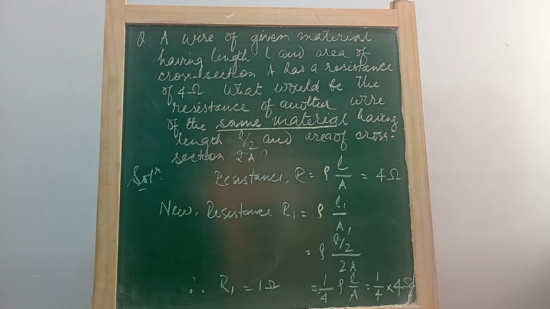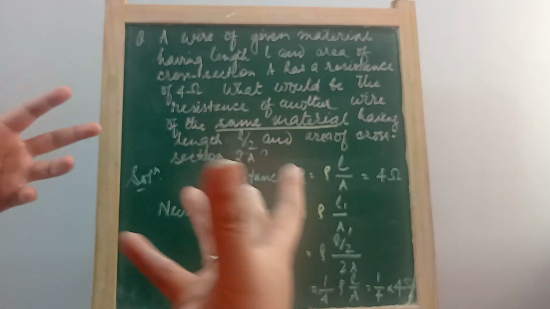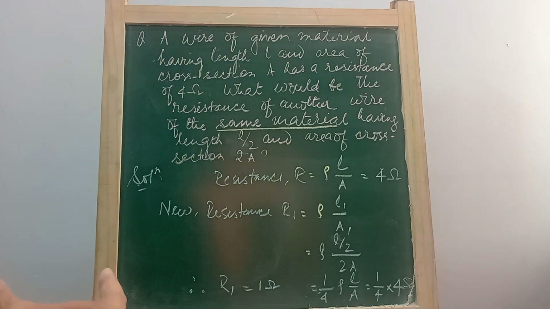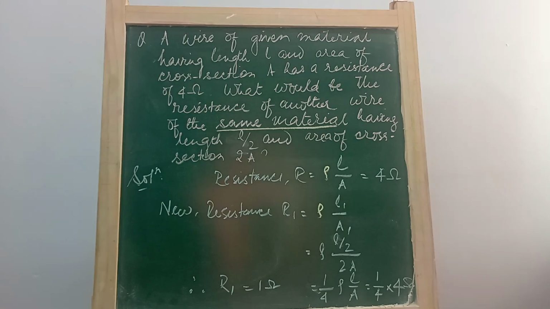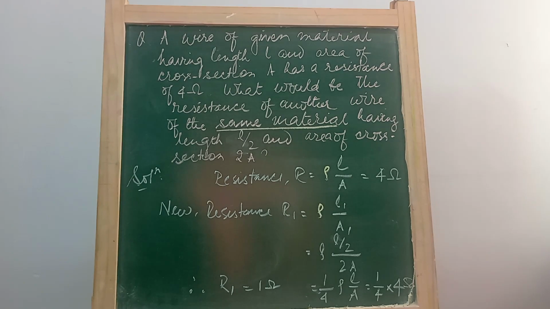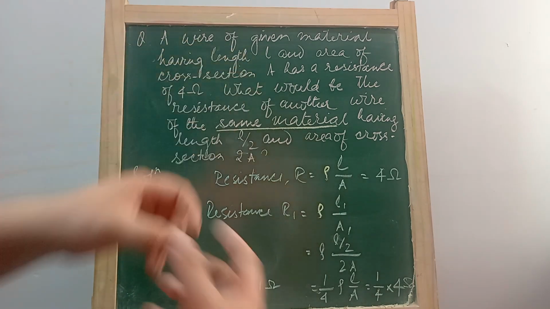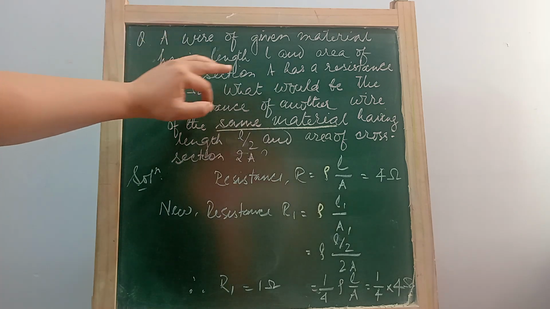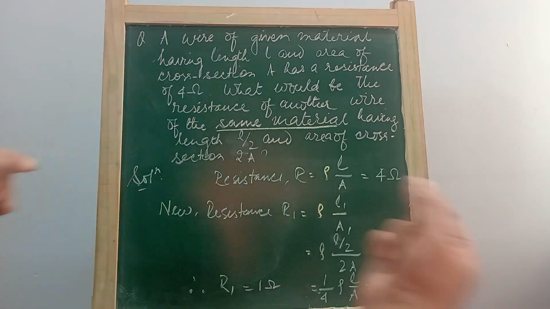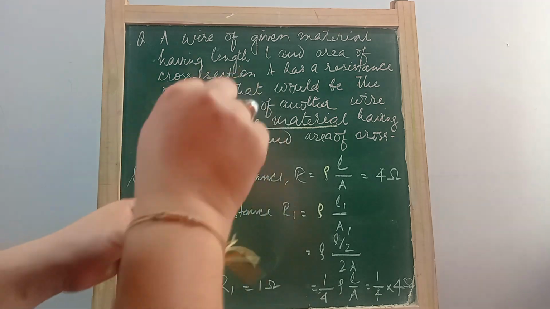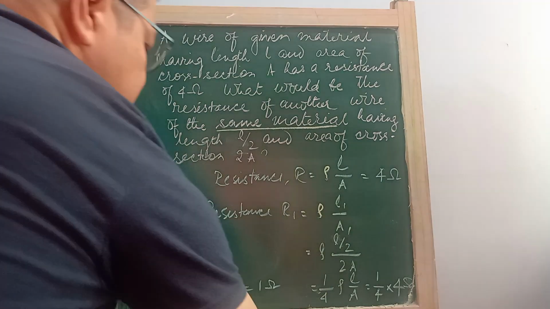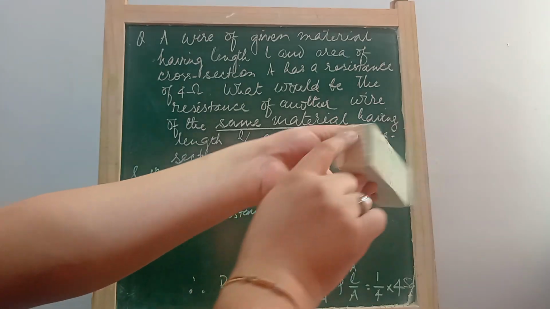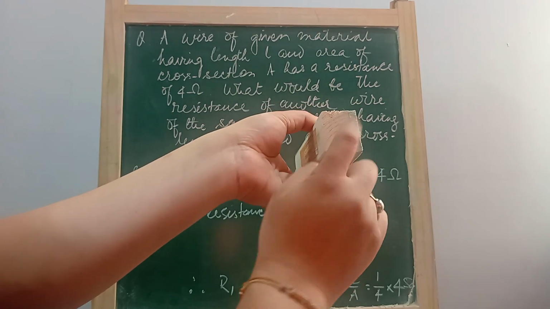Understand a numerical problem which will enhance our understanding of the resistivity of a material, of a conductor. It's denoted by rho. The question says a wire of a given material, we don't know the material. It may be any metal. The wire has length L, and if this is the wire, the area of cross section is A.